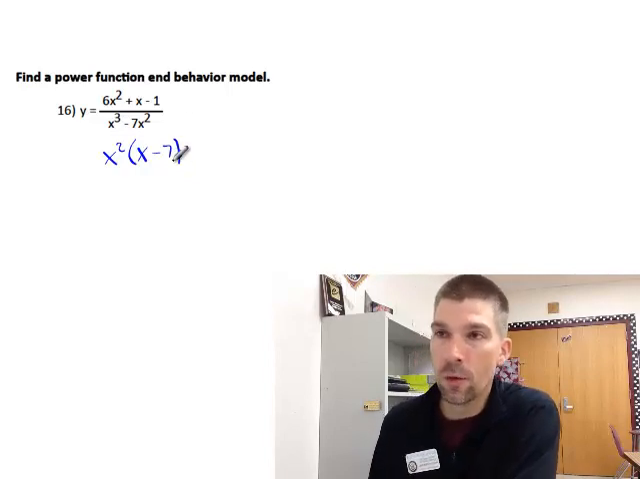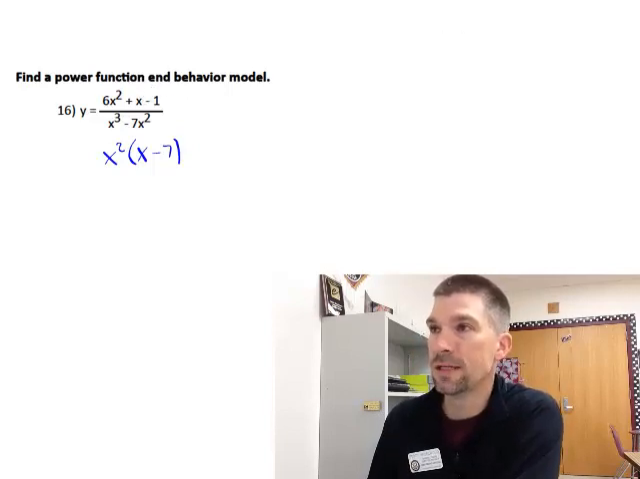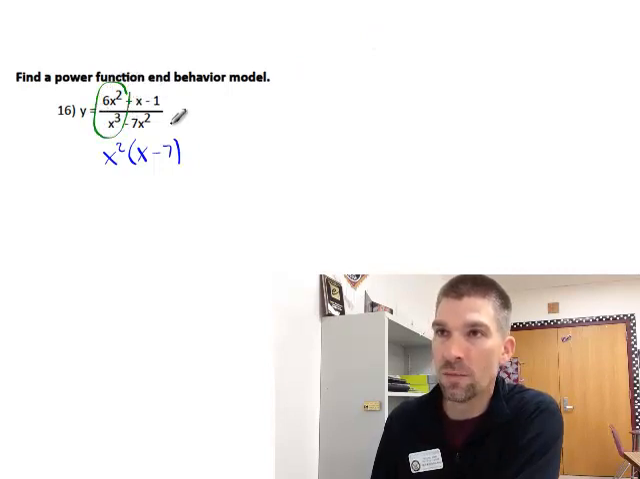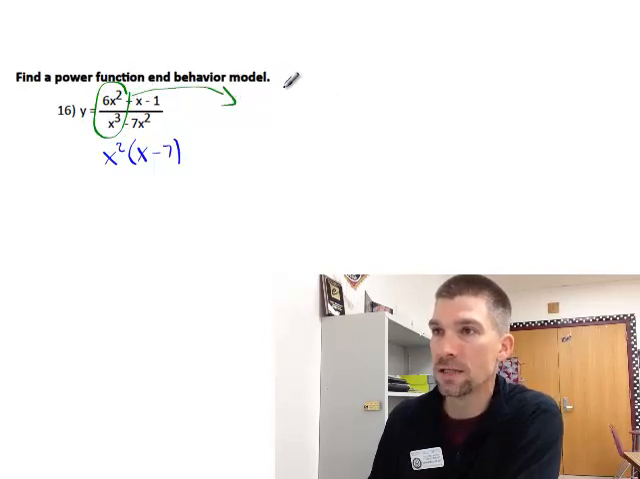So, when I factor the bottom and look for factors in the top, I don't really see anything that's going to go away. So the next step that I'm going to take, which is basically what my end behavior is going to represent, is to look at these leading terms, the leading coefficient and those leading terms. And that's going to give me 6x squared over x cubed.